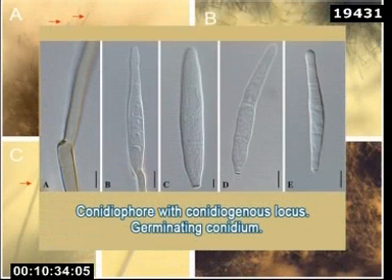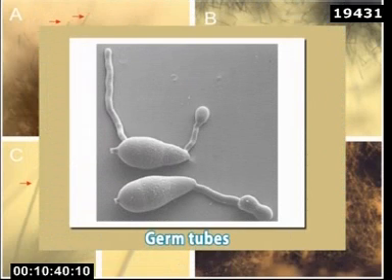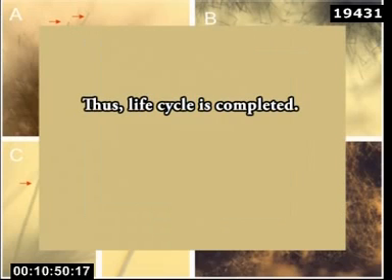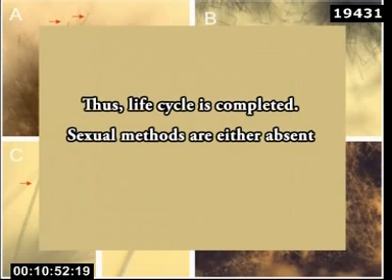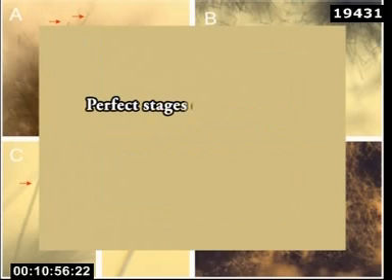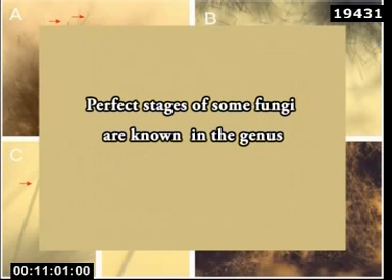As the conidium separates from the conidiophore, it leaves a scar on the conidiophore. On germination, a conidium forms one or more germ tubes, which give rise to a new mycelium. Thus, the life cycle is completed. Sexual methods are either absent or not reported yet. The perfect stage of some fungi is known in the genus Mycosphaerella.